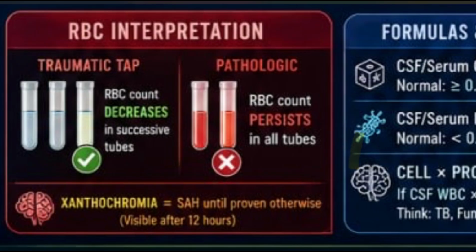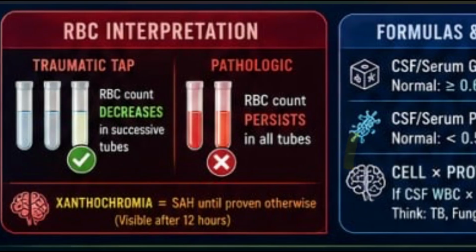Okay, next, this is the main classical exam question the doctor can ask. How to differentiate: in a traumatic tap, the RBC will decrease while collecting the tubes. In pathologic, for example if the patient has subarachnoid hemorrhage, you can see the RBC will remain the same in all tubes. For example, xanthochromia: subarachnoid hemorrhage until proven otherwise, visible after 12 hours. Okay, so this is the classical exam question the doctor can ask you in the OSCE station.